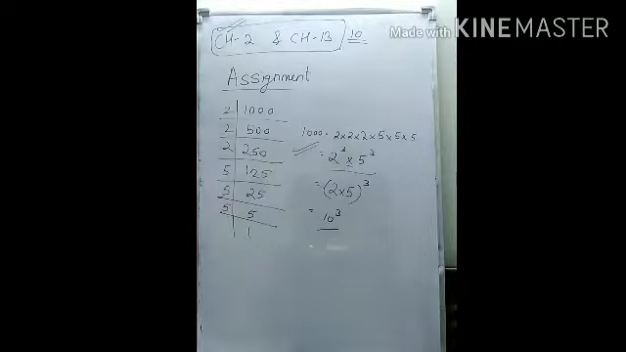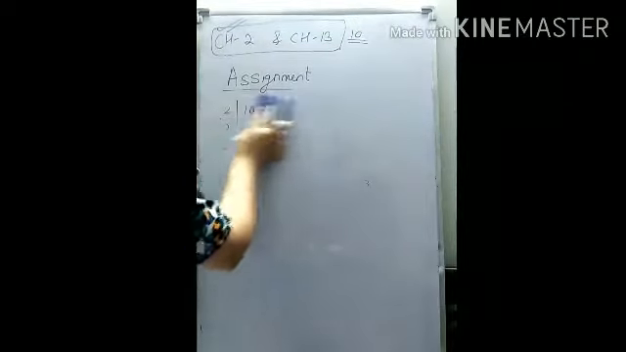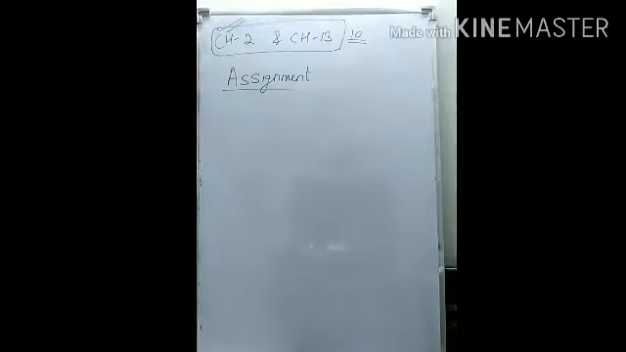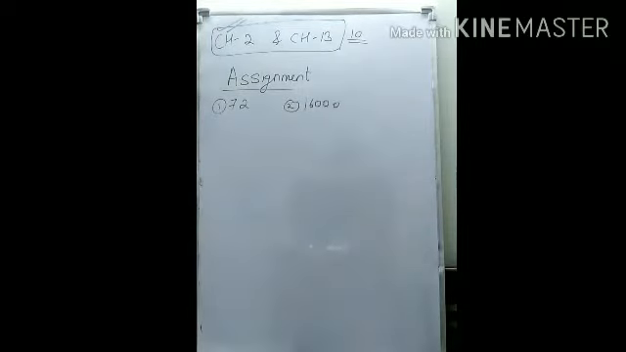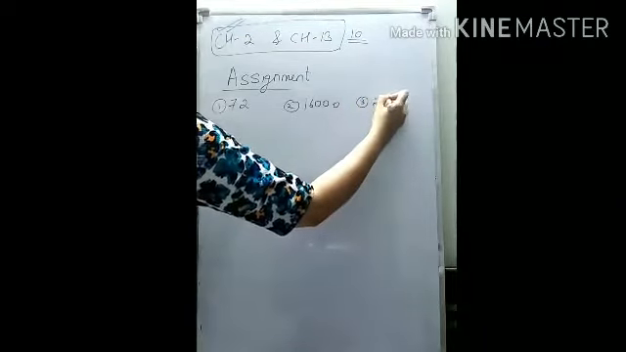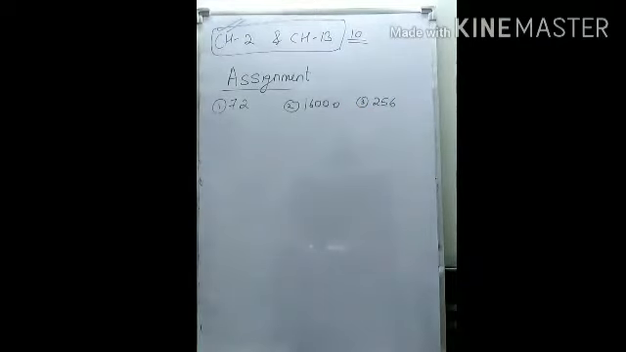Okay? So now I'll give you some questions based on it. You will have to express: the first number is 72, the second number would be 16,000. Okay, solve these two questions. And the third number can be 256. Now, this is your homework, you have to practice these three questions.